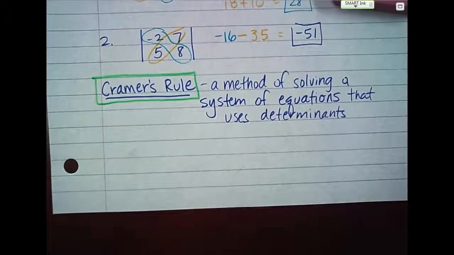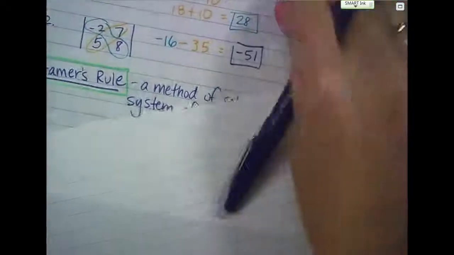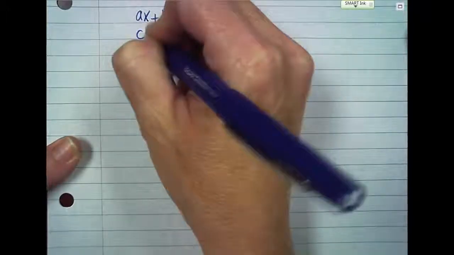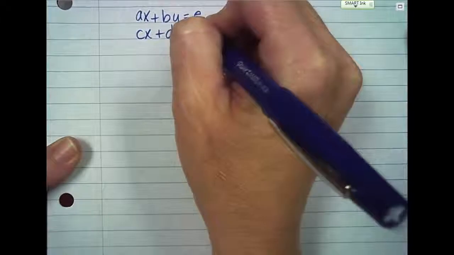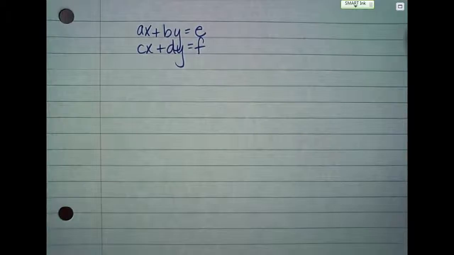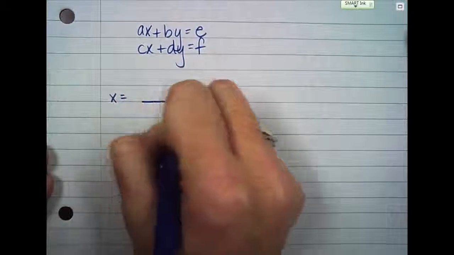Okay, so here's how you do it. They're going to give you a system of equations. For example, and I'm going to use variables for this one. AX plus BY equals E. CX plus DY equals F. So write this down. They're going to give you something. We are going to build two sets of determinants out of it. The answer to this is where they intersect, so the answer is a point. So the way you do this is we have to find X, and we have to find Y.